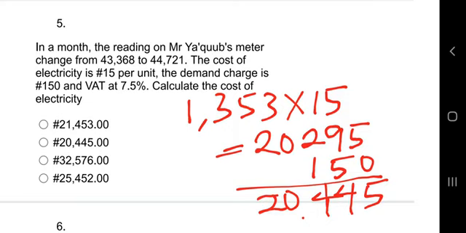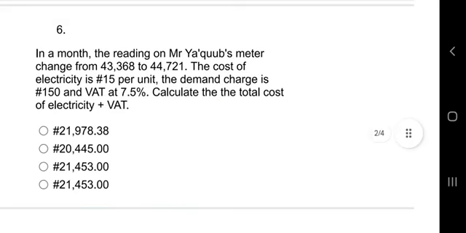Add that to it. So the cost of electricity used is 20,445, which is this. All right, so let's move to the next question.